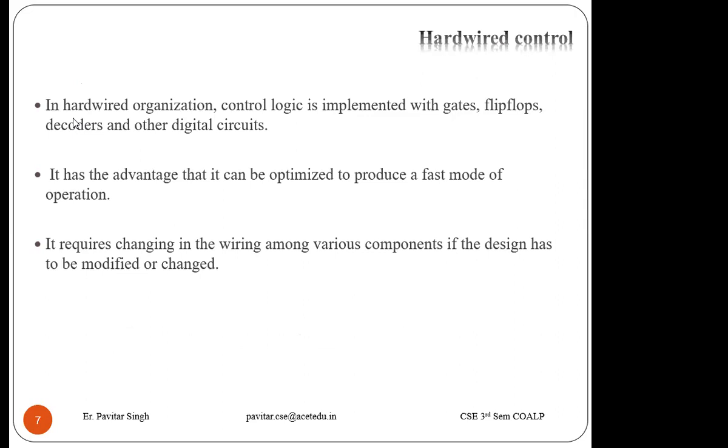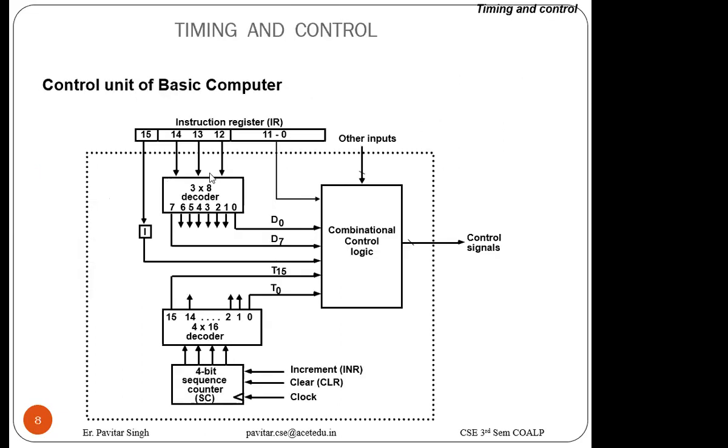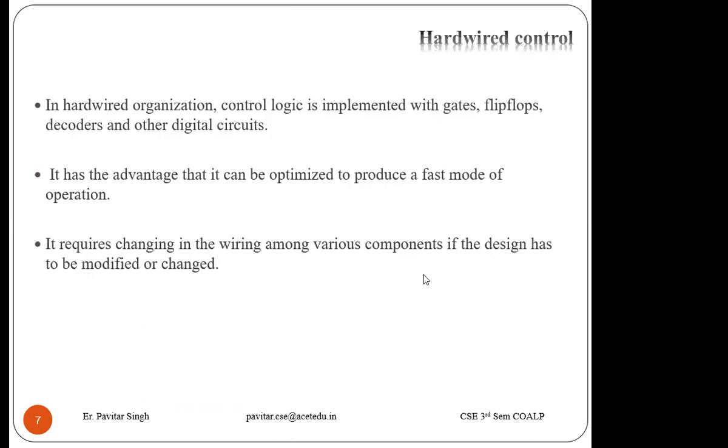So in hardwired organization, control logic is implemented with gates, flip-flops, decoders, and other digital circuits. It has the advantage that it can be optimized to produce a fast mode of operation. But it requires changes in the wiring among various components if the design has to be modified or changed. You need to do a lot of changes in these components, right? So any doubt to any student?